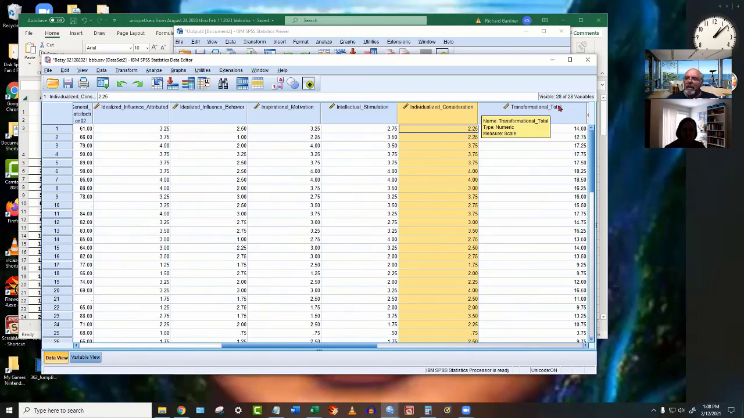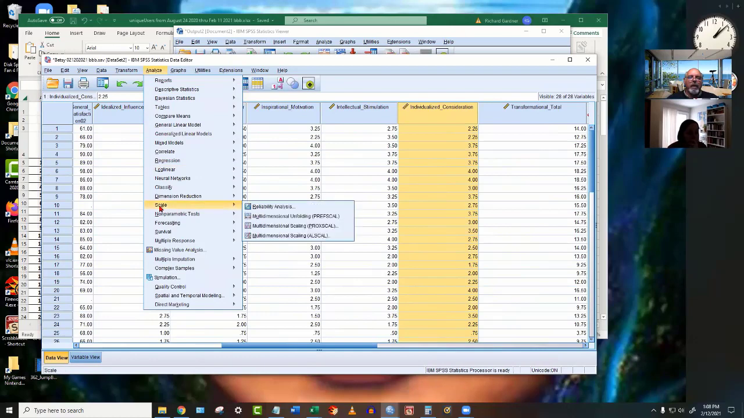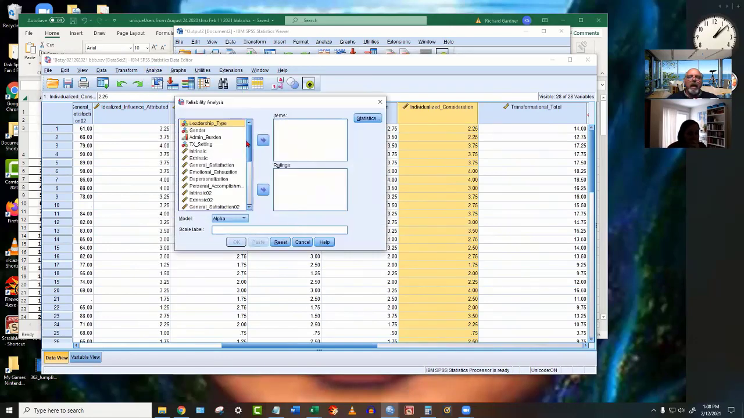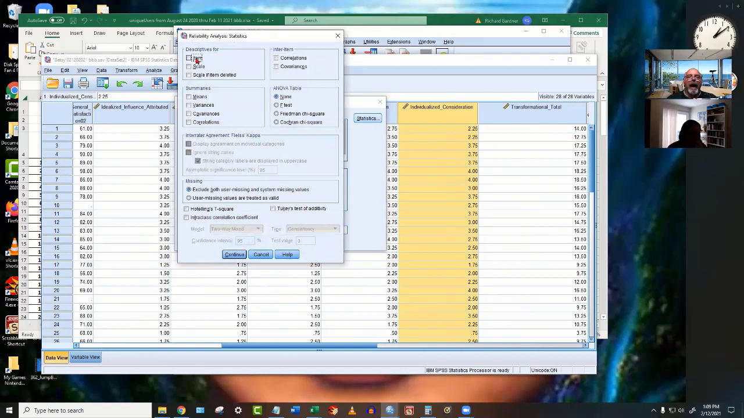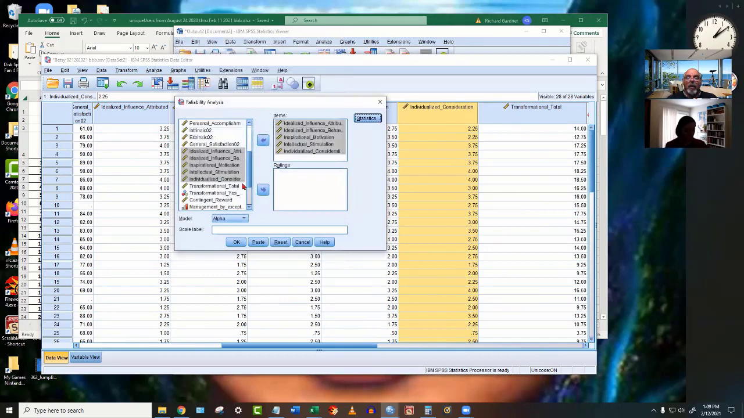Transformational. Okay, this is what we're going to do. We're going to do a real quick reliability check, a Cronbach's reliability check. So we're going to go to Scale. The I's have it, so idealized all the way down to individualized. Good. So we're going to go to Item, Scale if Item Deleted. Now we want a value of 0.7 or above. If not, we'll have to go from there.